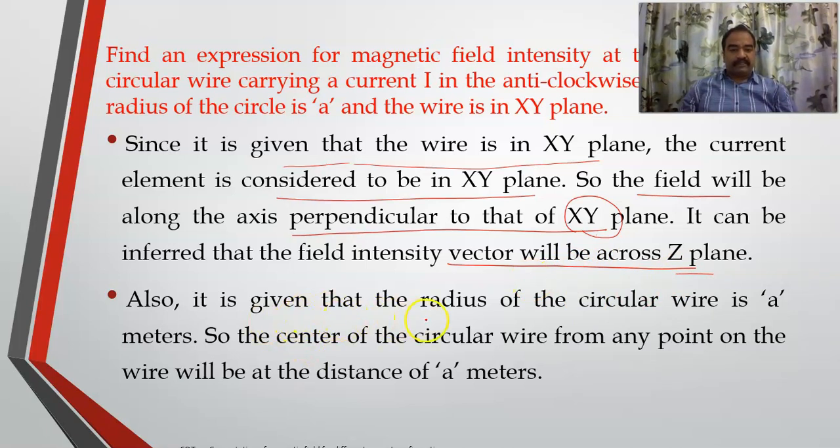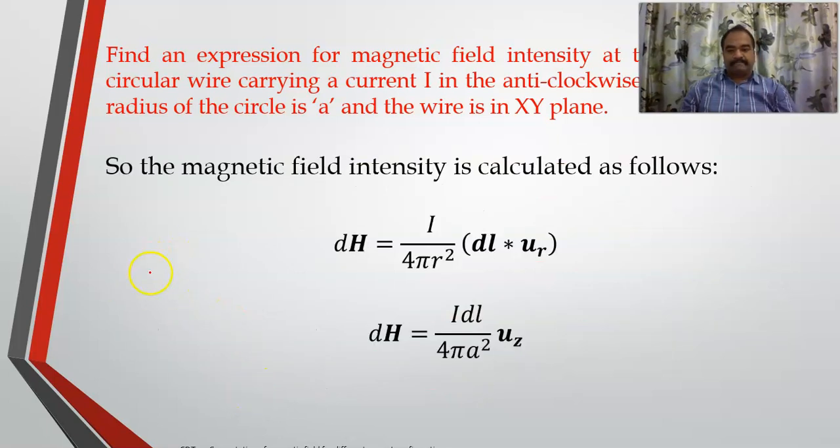It is also given that the radius of the circular wire is a meters. So the center of the circular wire from any point on the wire will be at a distance of a meters, right? So it is just like as I already mentioned. This is my point of consideration. This is my current element.